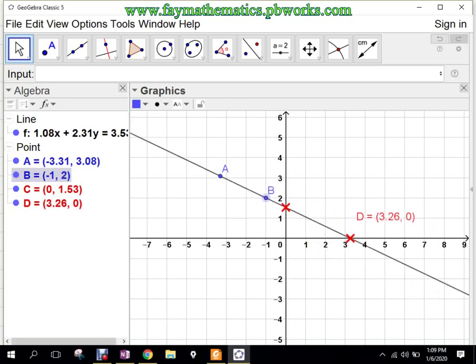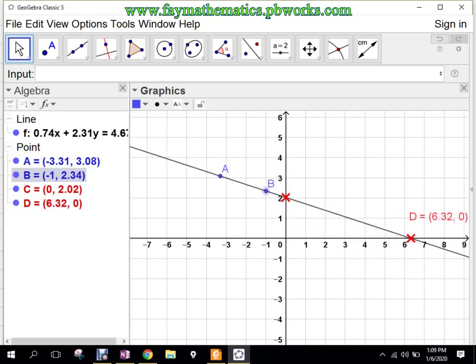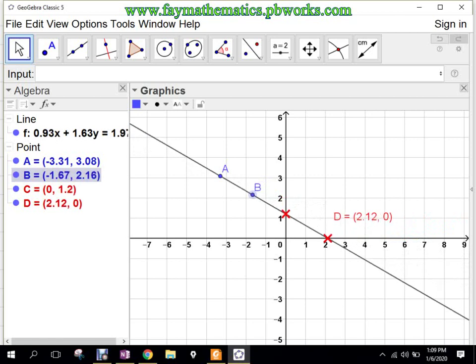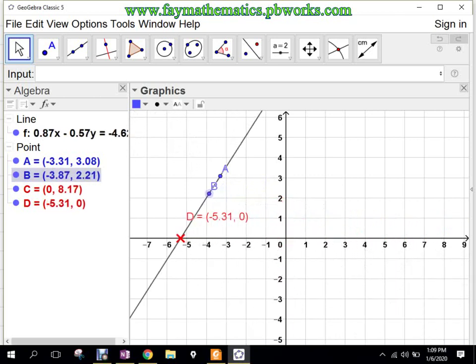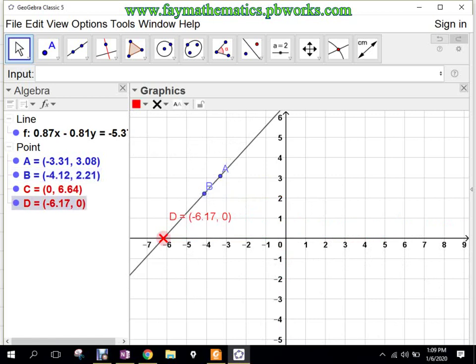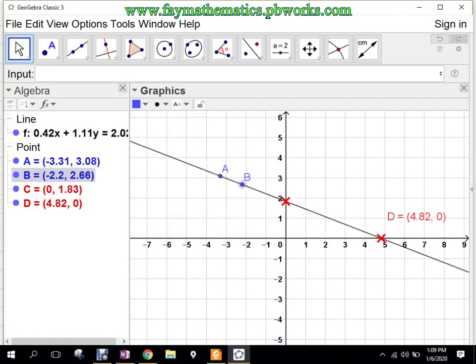Okay. As I move this line and change the line so I have different x-intercepts, what is the y-coordinate always going to be of that point D? It's always 0. Okay? Even if it's over here, right? The y value is always 0. That's a key feature to know about x-intercepts.